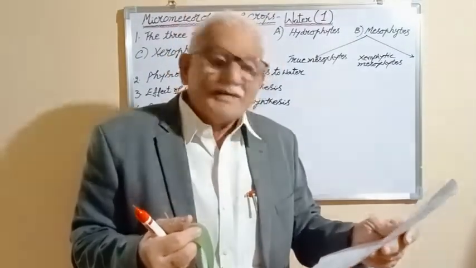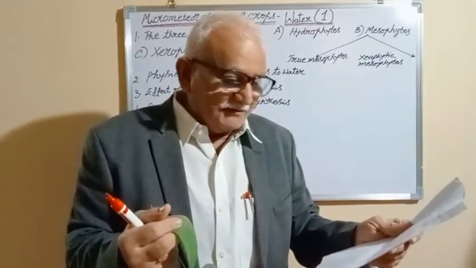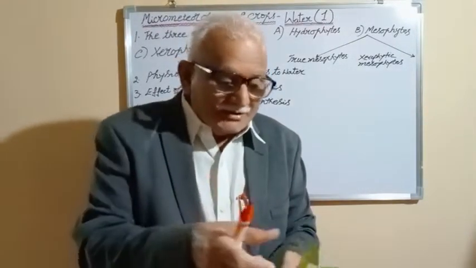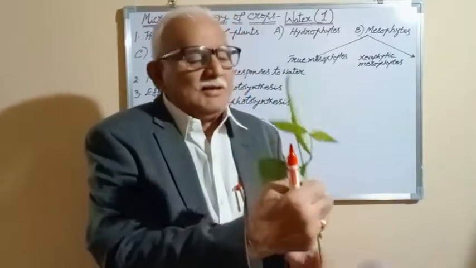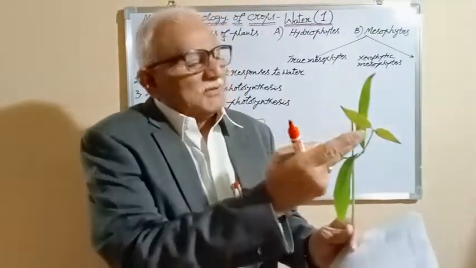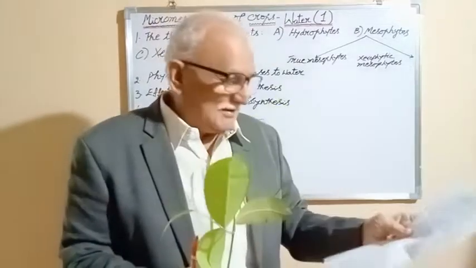Plant turgidity is necessary for enlargement and growth. This is a small leaf. You are seeing this as a small leaf here. This is small, this is big. So for leaf enlargement, turgidity plays an important role.